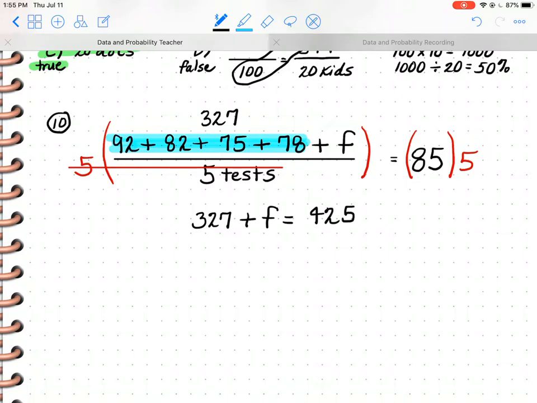So for this average to work, Andrew needs a total of 425 points. He already has 327. So let's take out what he already has done and see what we're left with. He would have to score a 98 on that 5th test for this average to be his. It's possible. That's almost a perfect score, but it is possible to do that.